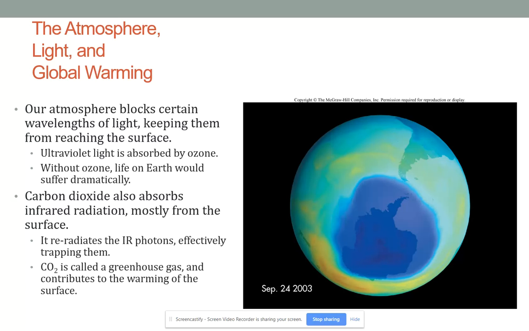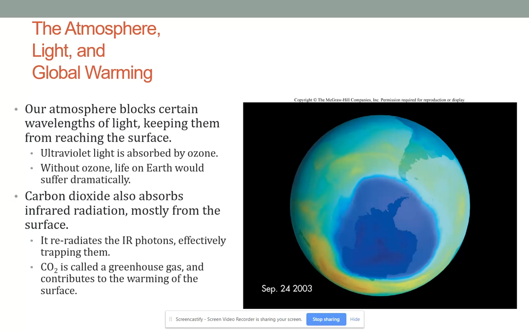Atmosphere, light, and global warming. First thing I want to point out is this picture here, I believe, is a picture of the ozone layer. That's what I think it is. There is no definition here, so I could be wrong, but we're going to go with it.